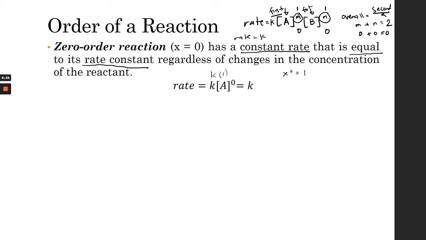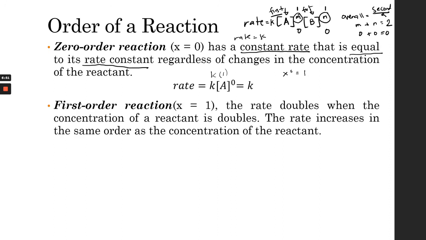So if you are solving for the rate law and you found out that your m and your n are 0, it means the overall reaction is only affected, yung rate ng overall reaction nyo is only affected by the k. So that's what zero order reaction means. How about the first order?